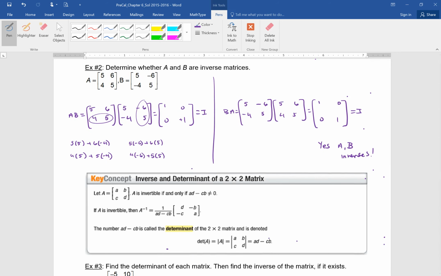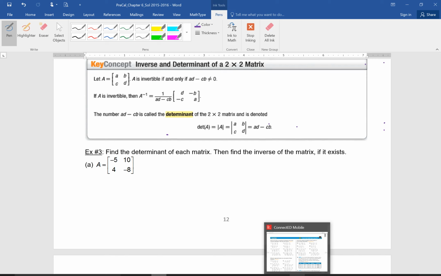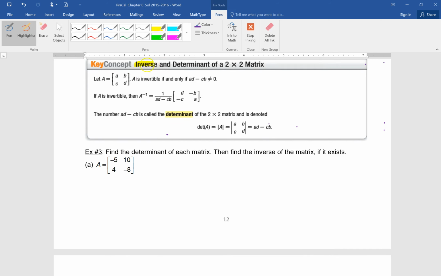Now, here, this is how we checked if the two were inverses. Well, what if now you're given a matrix and you have to find the inverse? It's a two-step process. Okay? So to find the inverse of a 2 by 2 matrix, it's different for a 3 by 3. This is a 2 by 2. All right?